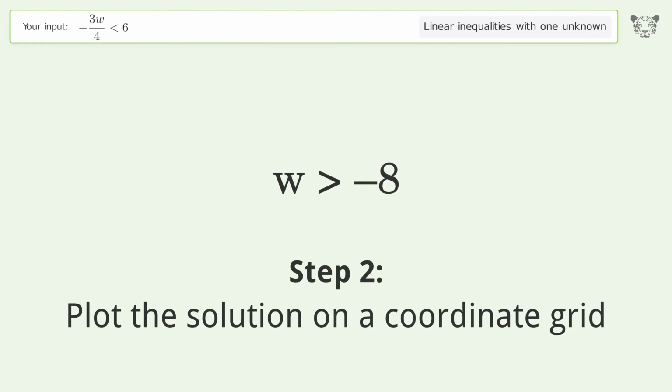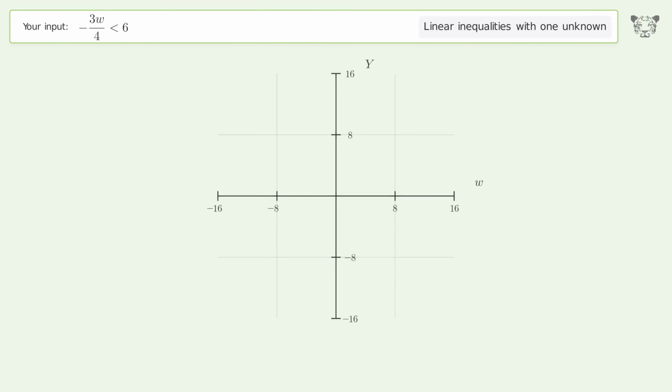Plot the solution on a coordinate grid. And so the final result is w greater than -8.